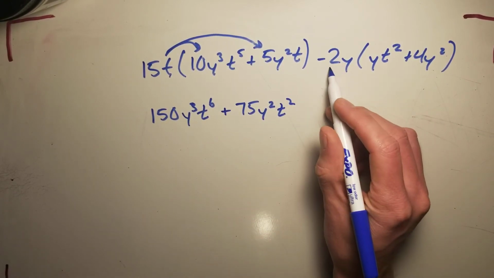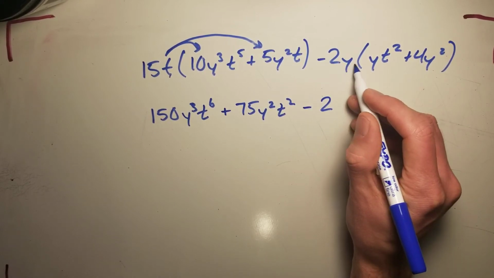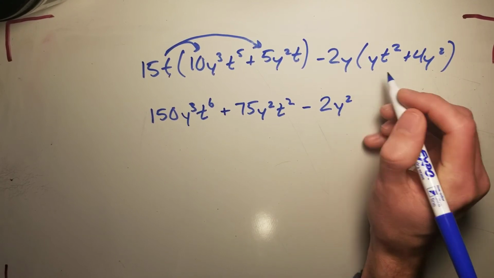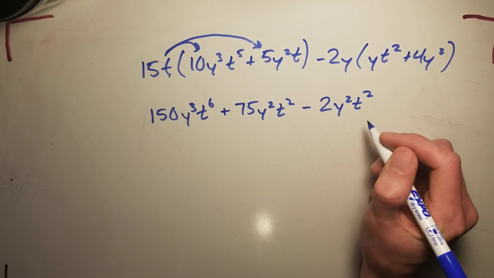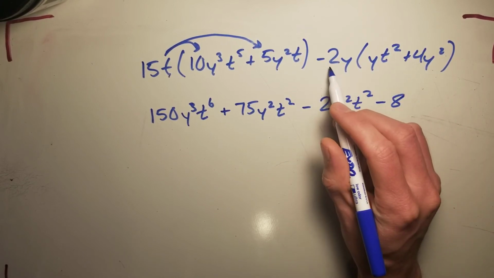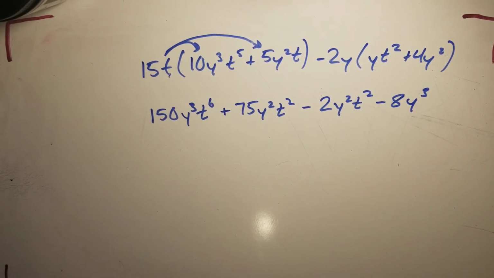Over here, we're multiplying a negative 2y, so we're going to have negative 2. We're going to end up with y times y is y squared. There's no base of t over here, so our t is just staying as t squared. And then we're going to have minus 8, negative 2 times 4, and then y to the third.